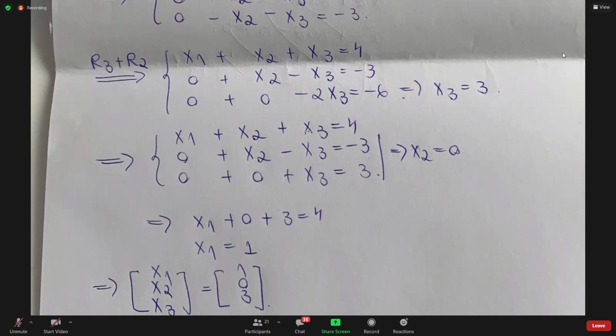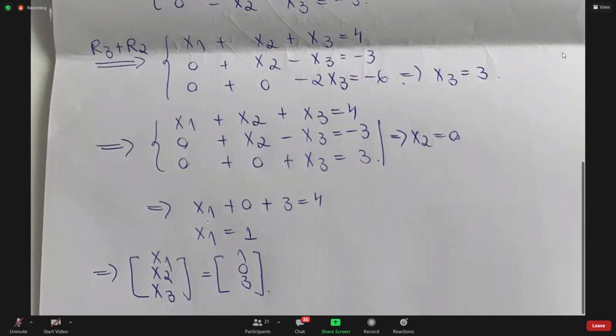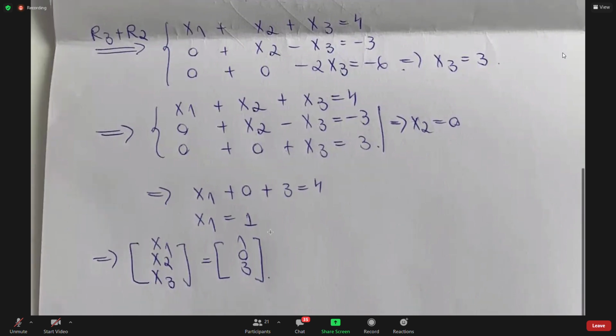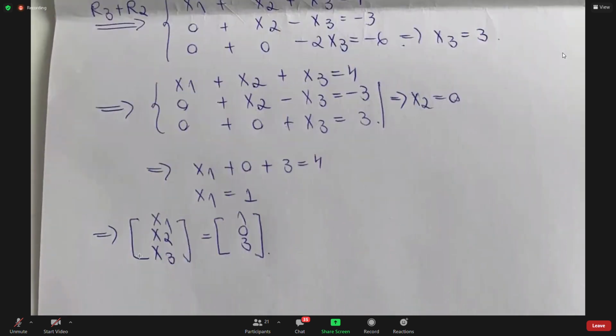If I know that my x2 is 0 and my x3 is 3, I can move on to the first line of the equations, and I can deduce what x1 is by writing down all of the coefficients that I already know. So x1 plus 0 plus 3 is equal to 4. Therefore, my x1 will be equal to 1. So my final solution, my vector x, will become the vector (1, 0, 3). And this is how we do exercise 2.9.